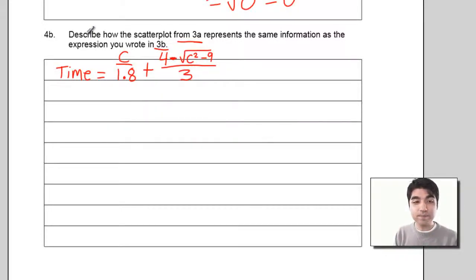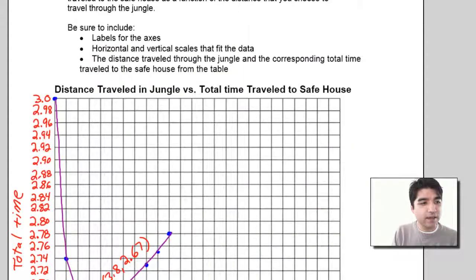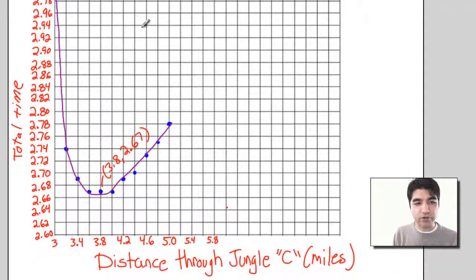Okay, so in 4b it says describe how the scatter plot from 3a represents the same information as the expression you wrote in 3b. So we're comparing 3a and 3b. Now let's go check those out. In 3a is our graph.